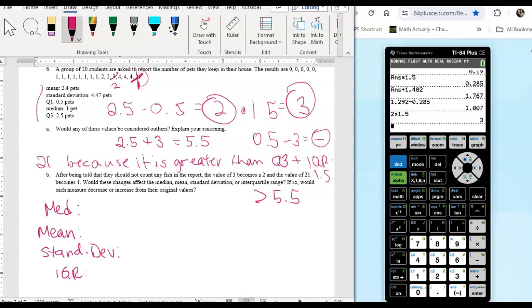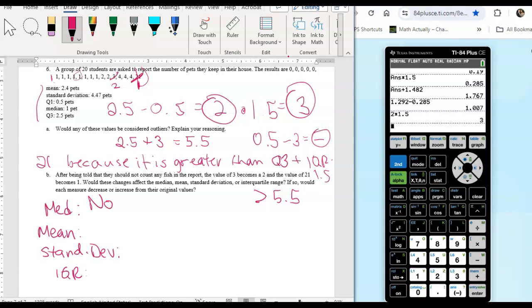So median, if we were to change this to 2 and we were to change this to 1, what would happen then is this 1 would be moved to the other side, right? So this data would now look like this. So if we're going to our median, we would count 1, 2, 3, 4, 1, 2, 3, 4, 5, 6, 7, 8, 9, 10. So our median is still going to be 1. It's the same. So actually we would say for median, no increase or decrease.